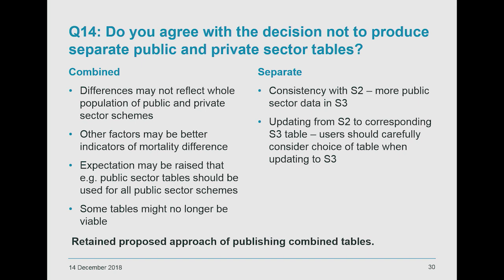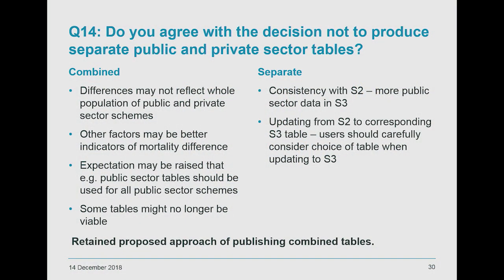Also, other factors than private sector versus public sector may be a better indicator of mortality difference, particularly things like pension amounts and also some measure of deprivation or a postcode rating factor. People suggested that the expectation might be raised that public sector tables should be used for all public sector schemes, or private sector tables for all private sector schemes, if we produced these separate tables, and the committee agreed that that wasn't automatically and necessarily an appropriate thing to do. And the final point on the combined side was that some tables may not be viable if you try to split them into public and private sector. In particular, for the male dependent table, it wouldn't be possible to produce separate public versus private sector tables.